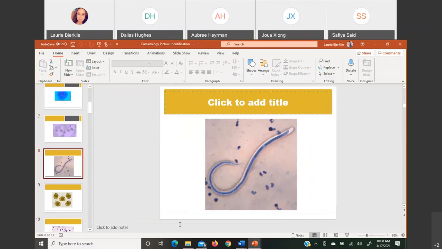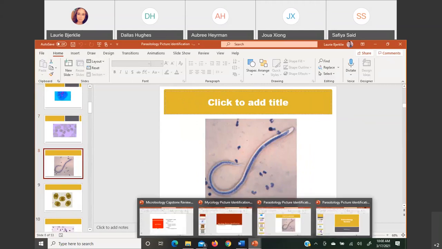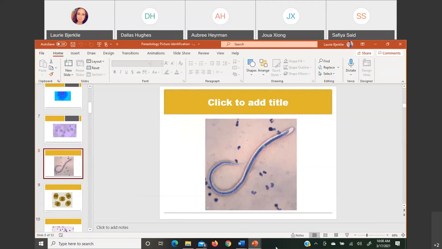Oh, why do I always forget this one? I think I know which one I was putting here. I might have to look just to make sure. Yeah, that's what I was going to say too.